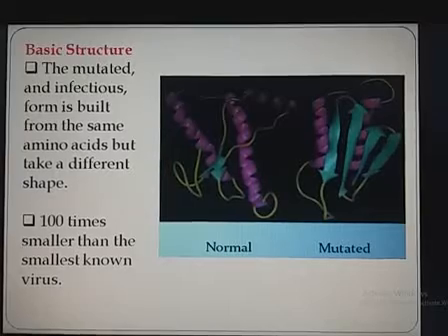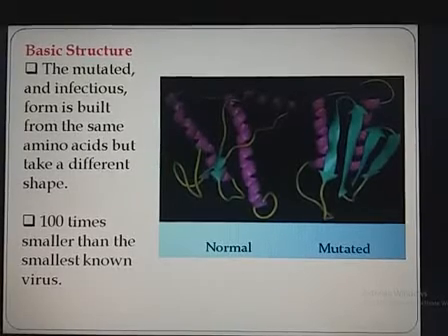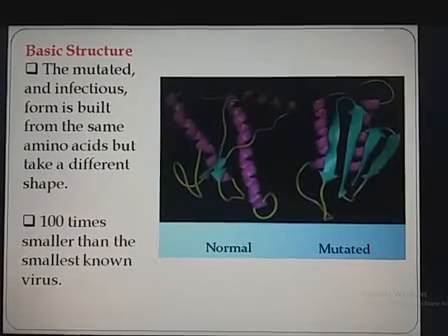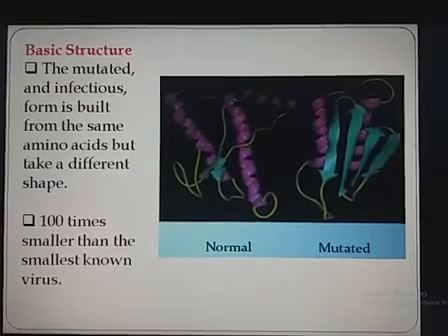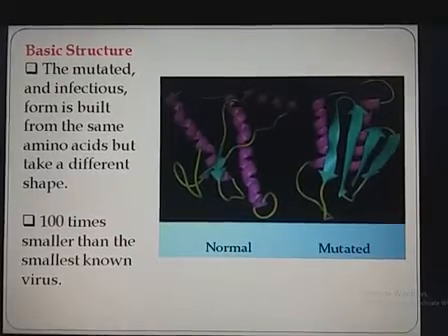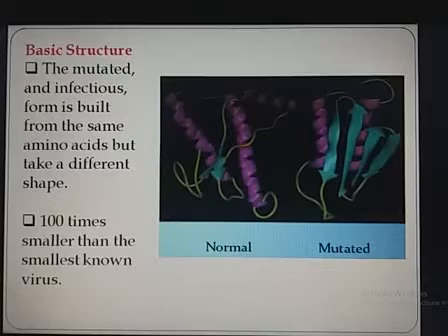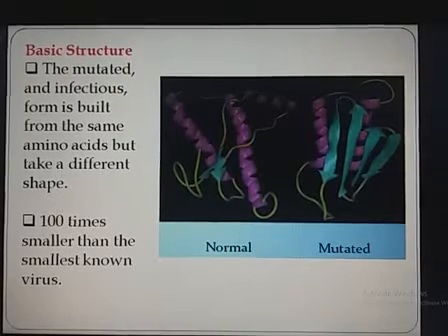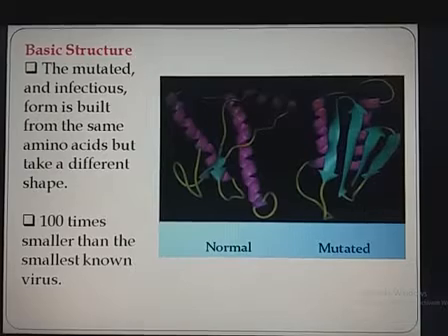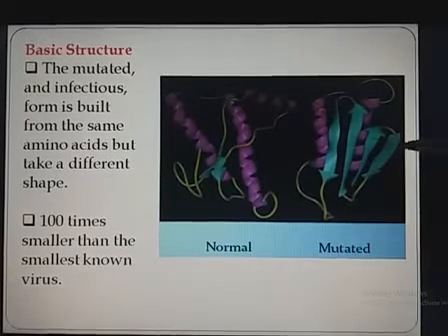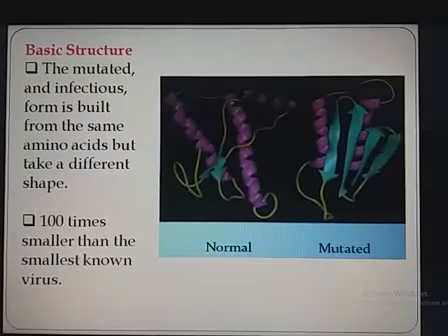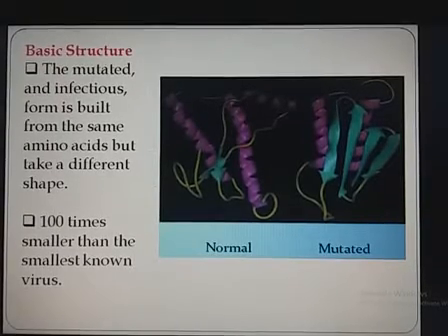But in the case of the mutated form, the prion is made up of exactly the same number of amino acids, with the same sequence, but the structure is different. You can see here that there are about 2 alpha helical structures and 3 or 4 sheets. And these prions are basically about 100 times smaller than the smallest known virus.